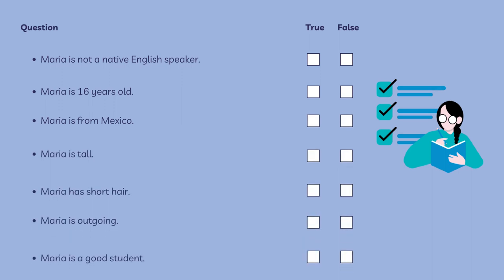Maria is not a native English speaker. Maria is 16 years old. Maria is from Mexico. Maria is tall. Maria has short hair. Maria is outgoing. Maria is a good student.